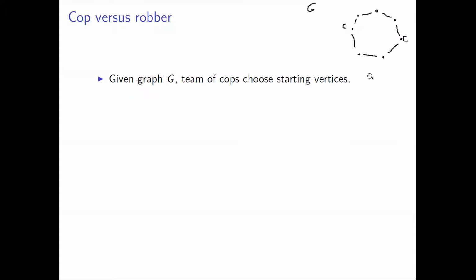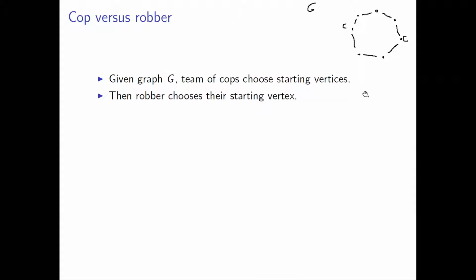Once the 2 cops place themselves, or however many cops there are on the team of cops, then the robber chooses their starting vertex. So in the cop versus robber game, the cops always choose their initial positions first, all the cops choose their initial positions, and then after that, the robber chooses their initial position. So let's say the robber goes here.